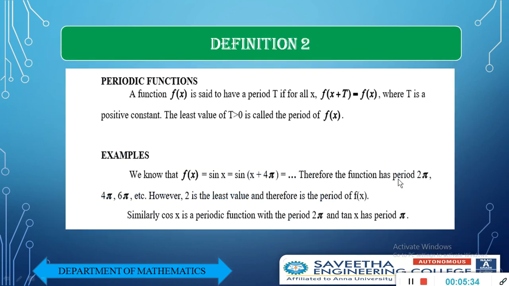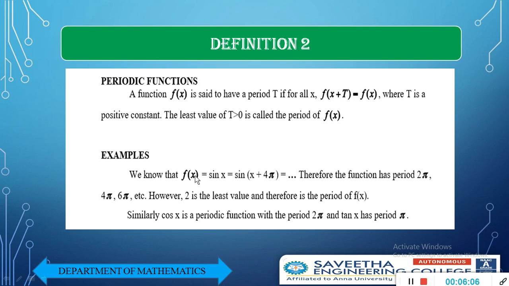Definition 2: periodic functions. A function f(x) is said to be periodic with period T if for all x, f(x plus T) equals f(x), where T is a positive constant, that is, T is always greater than 0. This is called a periodic function f(x). T is the time period, so it is always positive; there are no negative values here.